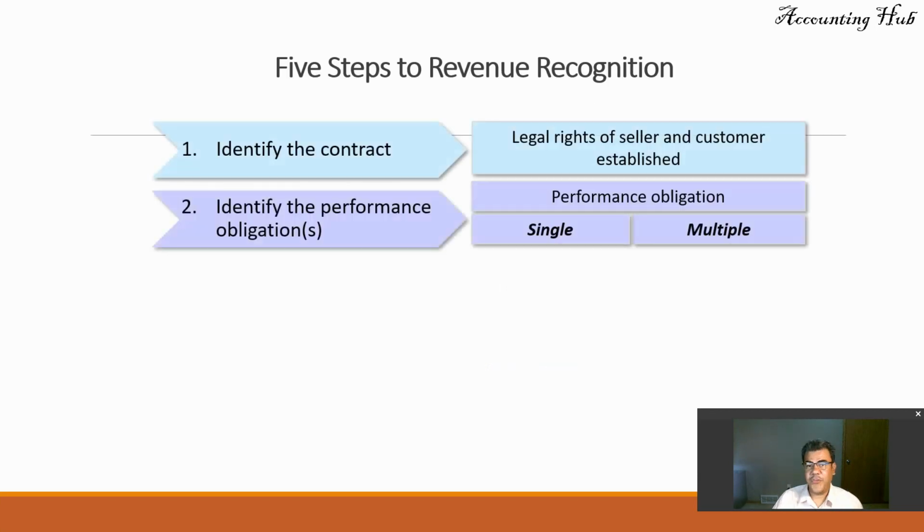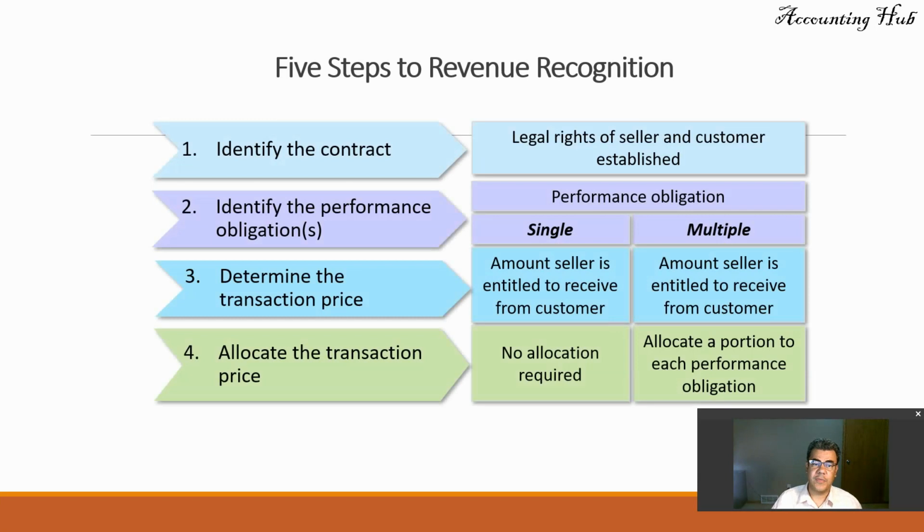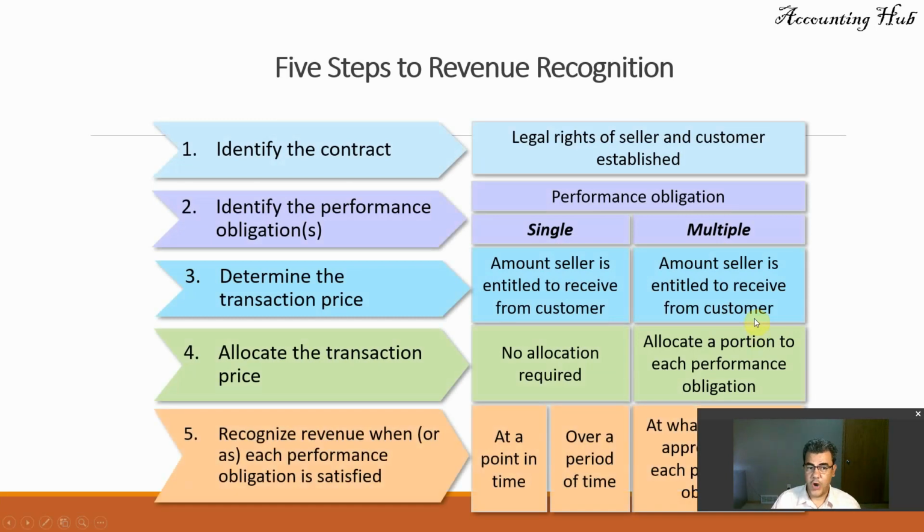Okay, so the 5 steps to revenue recognition: identify the contract, no problem here. Number two, the performance obligation. Here we have a single performance obligation. Long-term contract, for instance, construction. We are constructing some building and we need to deliver this building.